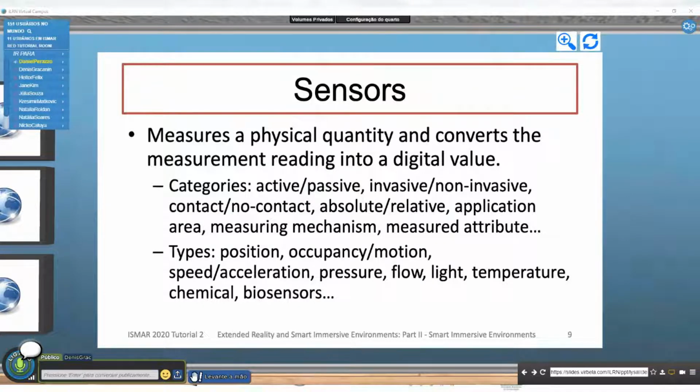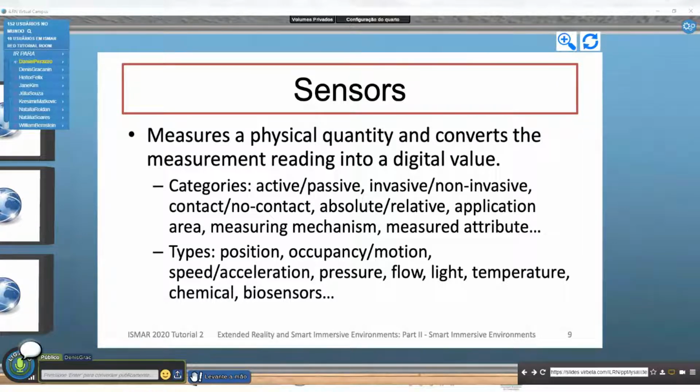So let's talk about sensors. Sensor devices are there to measure a physical quantity, and the sensor converts the measurement reading into a digital value. We have all kinds of categories of sensors based on, let's say, whether it's contact or non-contact, application area, just to name a few. And also, perhaps a more important issue, types, in other words, what is the sensor measuring? Is it position, location, or tracking, simple occupancy, pressure, flow, or other kinds of environmental data?